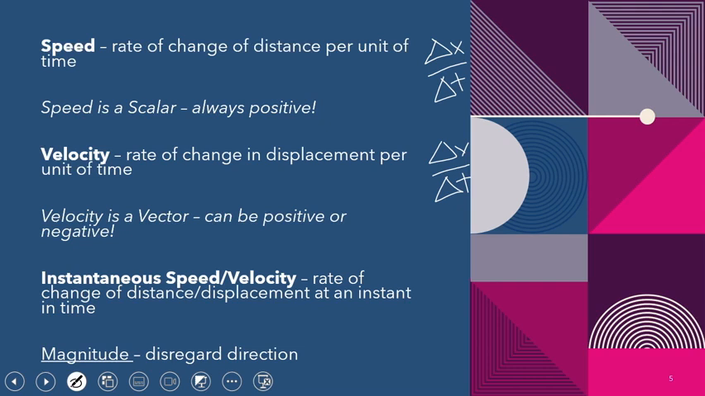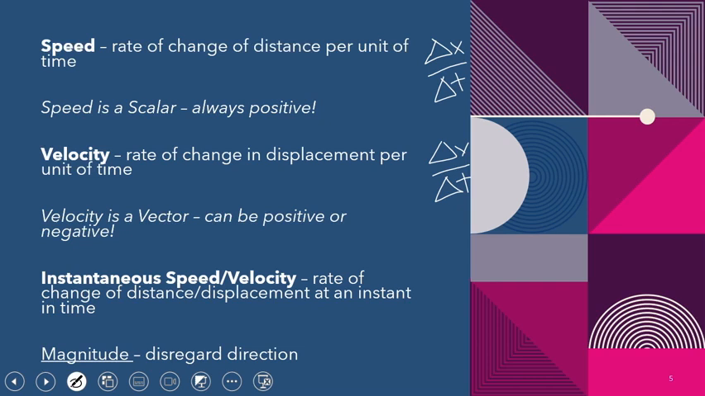Now let's talk about instantaneous speed or velocity. So this is your rate of change of distance or displacement, depending on whether you're talking about speed or velocity, at an instant in time. So this would be an object's speed or velocity at one particular moment, like for example, at exactly 3 seconds into an object's motion. And instantaneous speed or velocity typically comes up more when you're talking about an object that is not traveling at a constant speed.